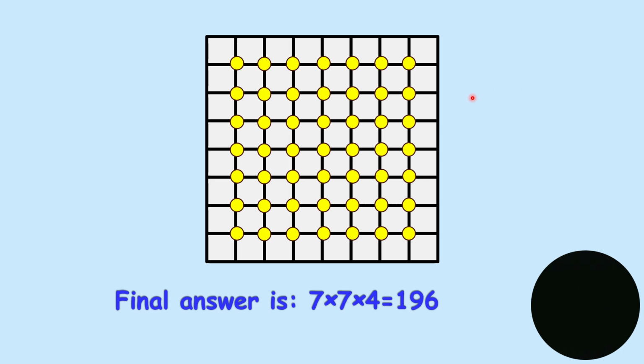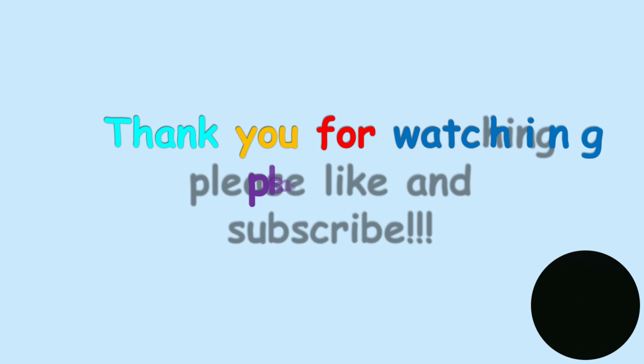This means our final answer would be 7 times 7, right? Wrong. Your final answer should be 7 times 7 times 4, since there are 4 variations of this L shape, making our final answer 196.